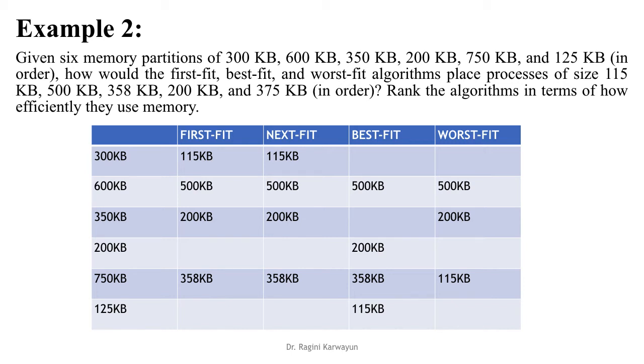Then 200 KB, the 350 KB partition is next in order, so it will be allocated to the 200 KB process, and 375. So in worst fit, two processes are left out, the 358 KB and 375 KB processes.